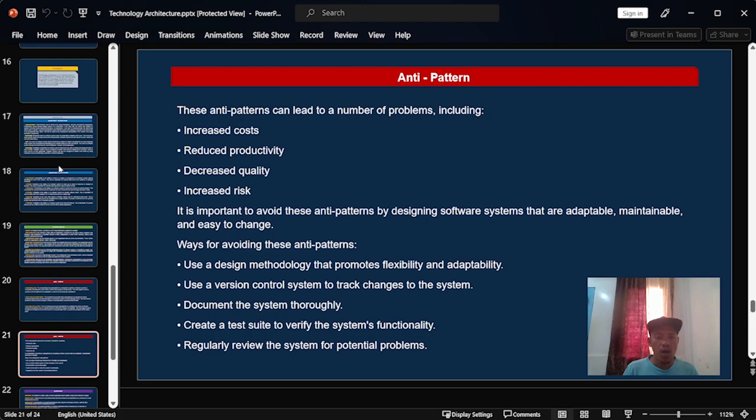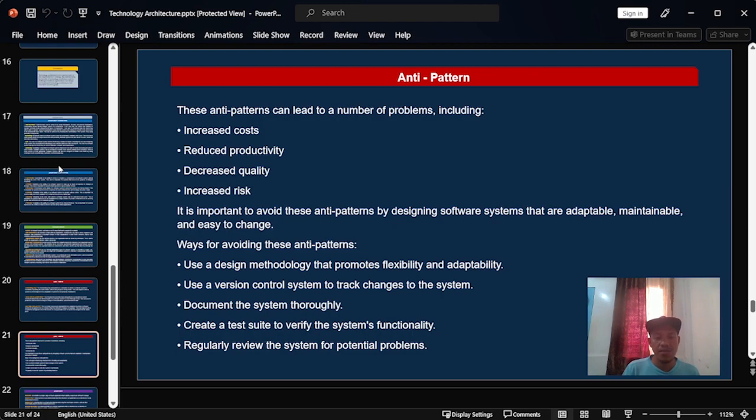So we have then ways for avoiding these anti-patterns. Use a design methodology that promotes flexibility and adaptability. So, ito yung mga guide na para maka-avoid tayo ng anti-pattern. So, kailangan ang method dito, methodology design dito.